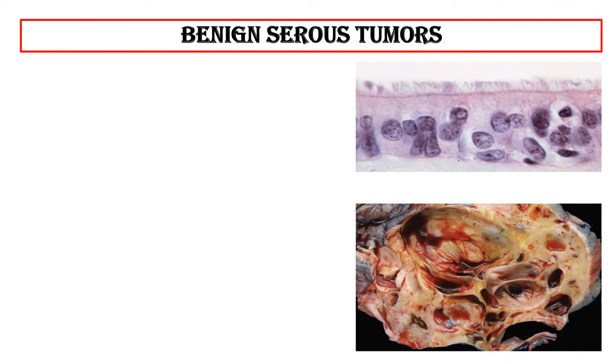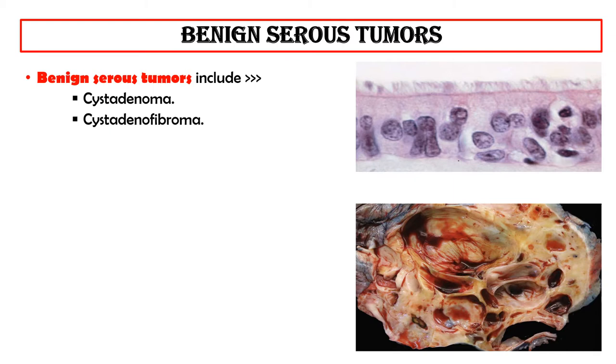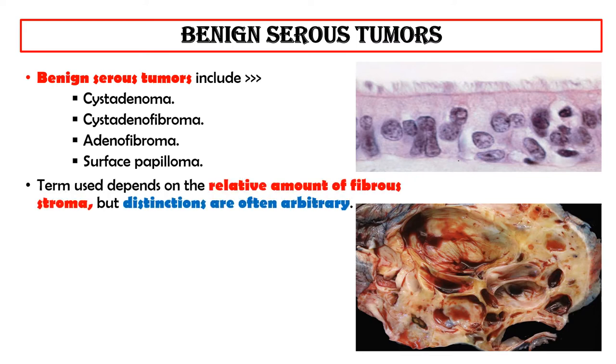Benign serous tumors. They include cystadenoma, cystadenofibroma, adenofibroma, and surface papilloma. The term used depends on the relative amount of fibrous stroma, but distinctions are often arbitrary.